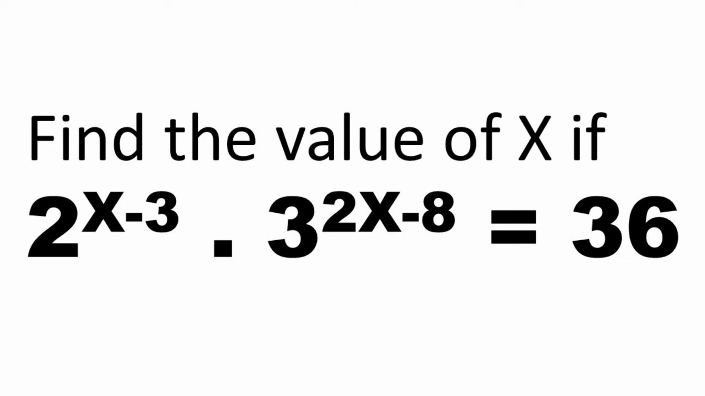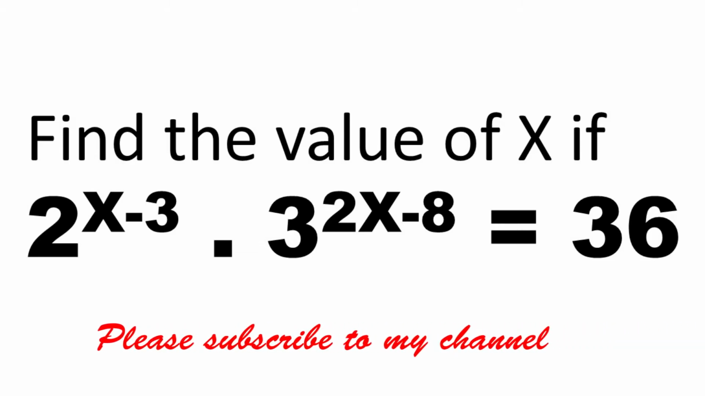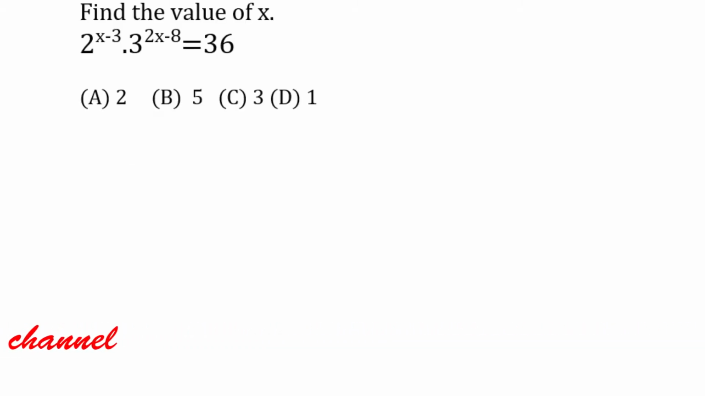In this video I am going to solve an Olympiad mathematics question. Here the question is: find the value of x, 2 to the power of x minus 3 into 3 to the power of 2x minus 8 is equal to 36. There are four options: A is 2, B 5, C 3, D 1.